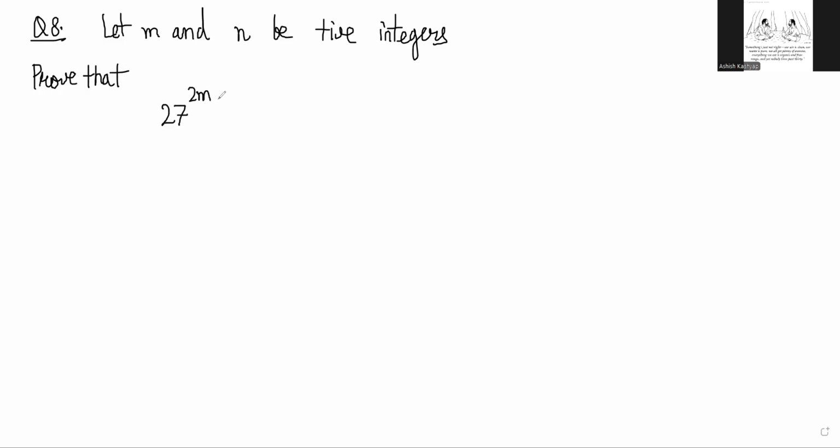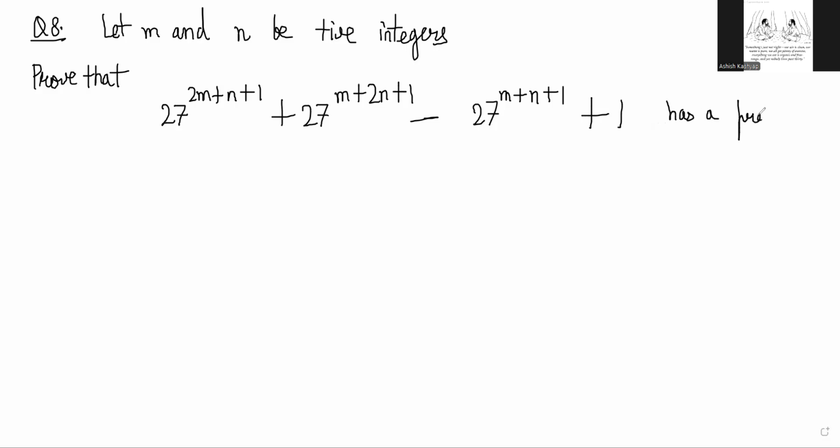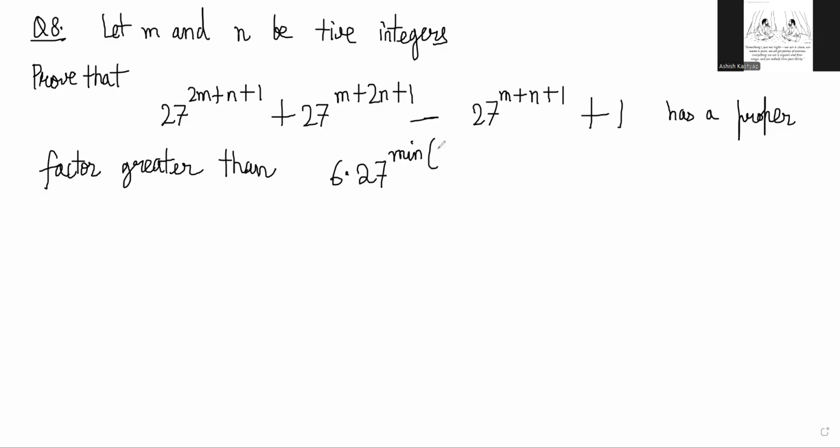27 to the power 2m plus n plus 1, plus 27 to the power m plus 2n plus 1, minus 27 to the power m plus n plus 1, plus 1, has a proper factor greater than 6 into 27 to the power minimum of m and n.